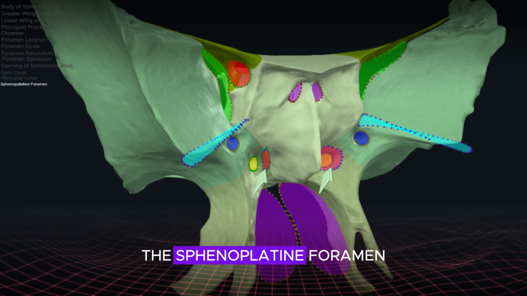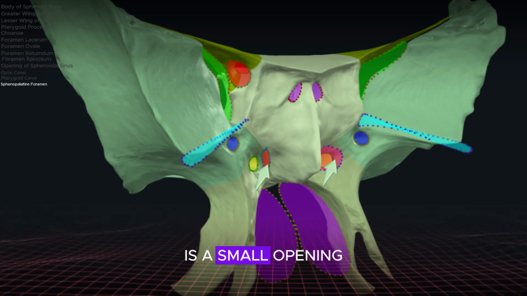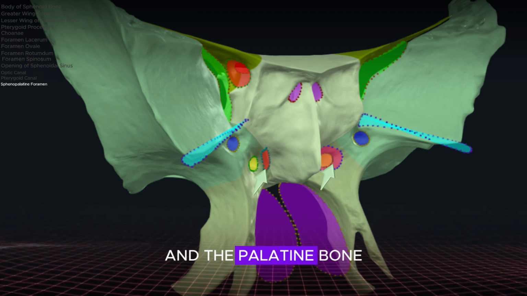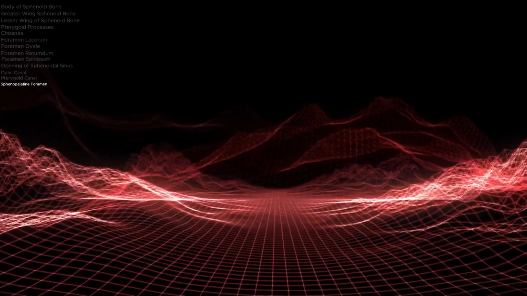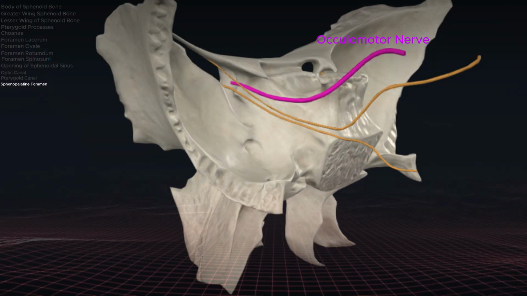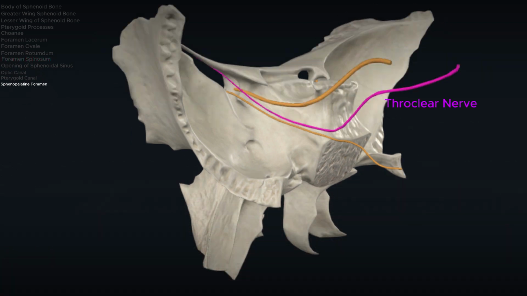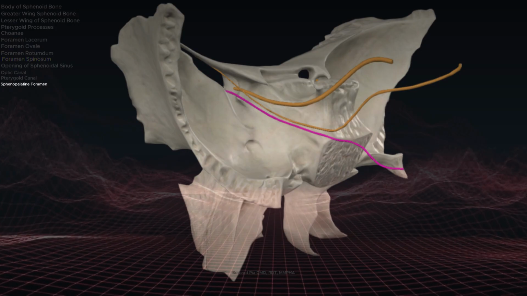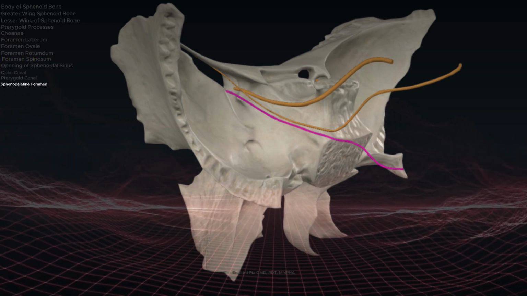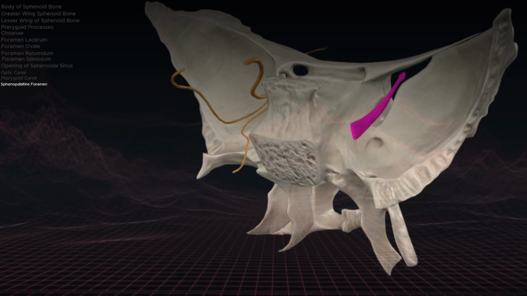The sphenopalatine foramen, also called the anterior ethmoidal canal, is a small opening found along the junctions between the sphenoid bone and the palatine bone. The superior orbital fissure allows for the passage of the oculomotor, trochlear, and abducens nerves, and the ophthalmic nerve and its branches.